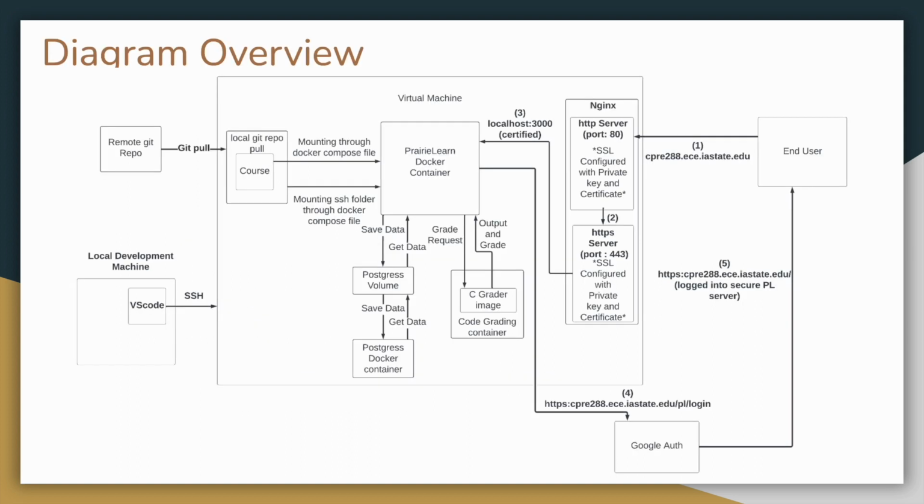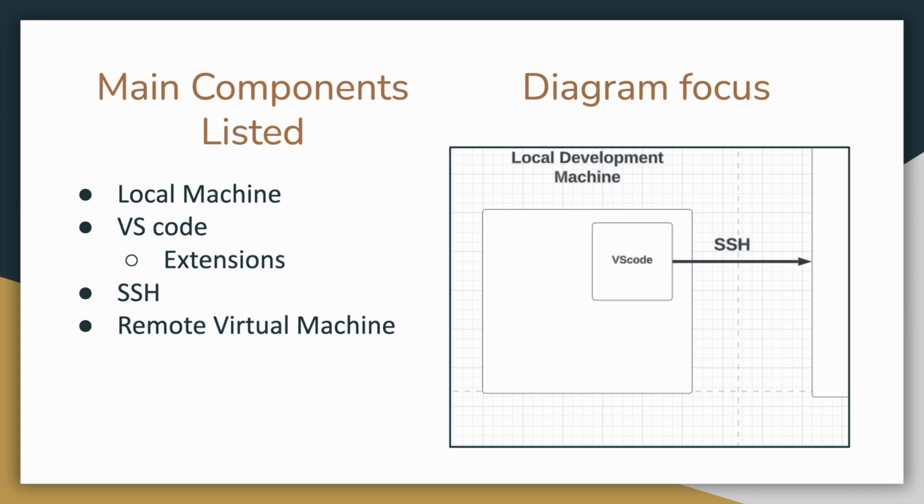So here's the diagram overview of the whole server. We're going to be looking into every step. And here's the main focus of the diagram. So here on the right, we have the local development machine. We have VS Code. Beside VS Code are going to be extensions. And we have an arrow pointing to the virtual machine showing we're going to be accessing it through SSH.